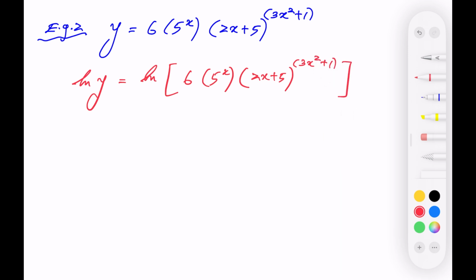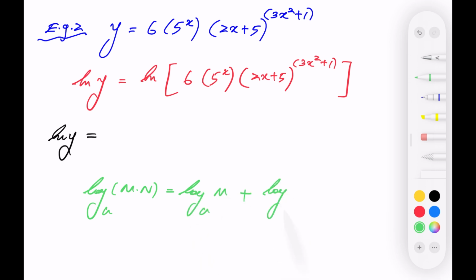Now I need to apply the properties of natural logarithm and simplify the right hand side. When I do so, of course, the left hand side stays as it is, ln y. On the right hand side, first I have to identify this as 6 times 5 to the x times this function. It's a product of 3 functions. I have to take natural logarithm. So which property is applicable for that right hand side initially? We can use the first property of logarithm. What's the first property again? The first property is if I have logarithm based a m times n, we said this is equal to logarithm based a m plus logarithm based a n.